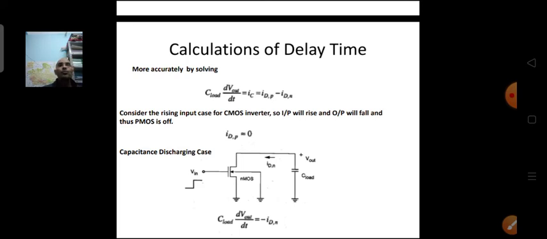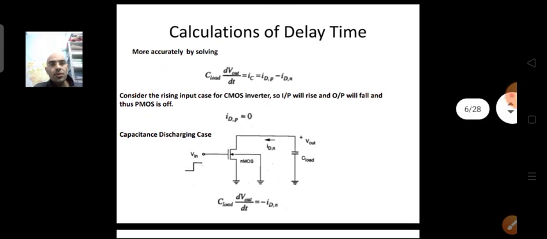Now let's move on to the other method, which, as I have already told you, is a little bit difficult, but it gives you a more accurate result. This method is going to give you a more accurate result, but the trade-off is that it is a little complex to calculate. So how will we calculate it?